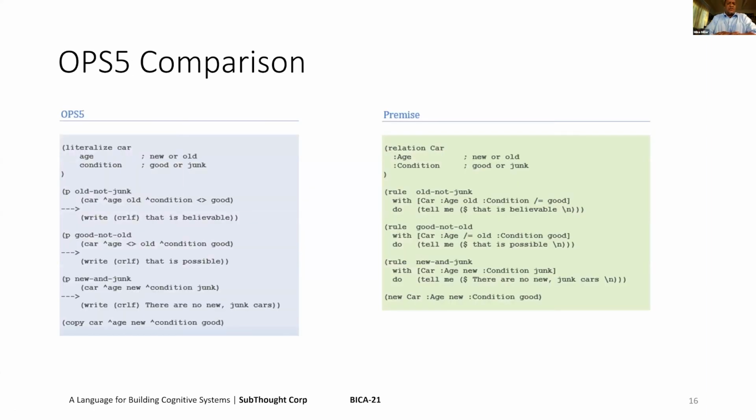And so finally, we're just going to wrap up by comparing premise to OPS5. And so in OPS5, you would create a relationship by saying literalize, and you'd give it the slots. Here in premise, you say relation, you give it the slots as well. And then you have a production in OPS5, whereas in premise, you can have a rule. And finally, you can create a new instance.